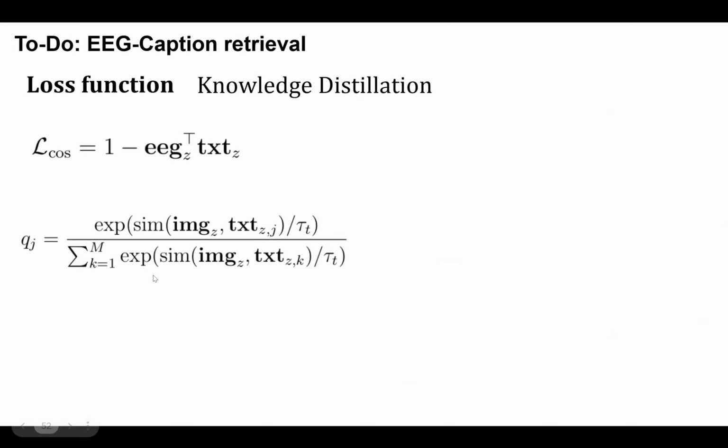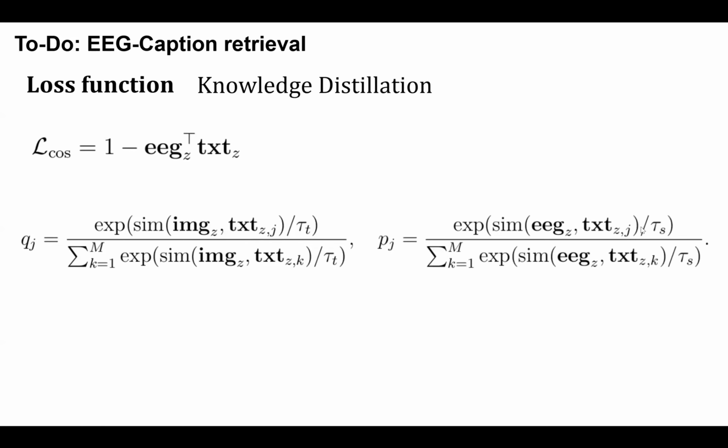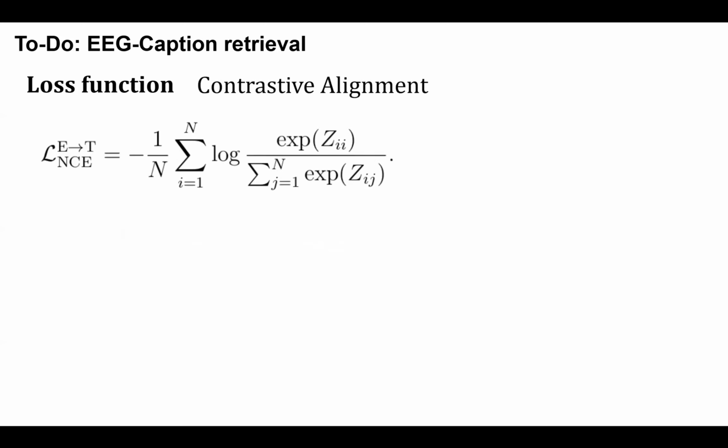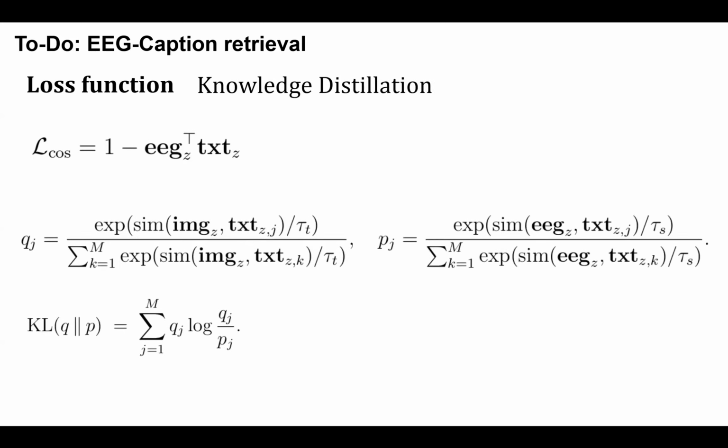Or you can choose this one. So this one is the teacher model. And your model is actually the EEG to caption, right? So you will be using the distribution of those, and you want to make your distribution of EEG and caption similar to it. So you will be using KL divergence as the loss function to allow the distributions to be similar to each other a little bit. So this is called knowledge distillation.